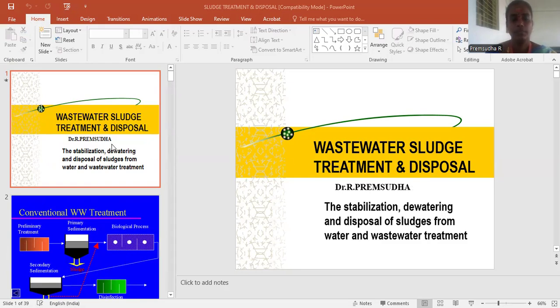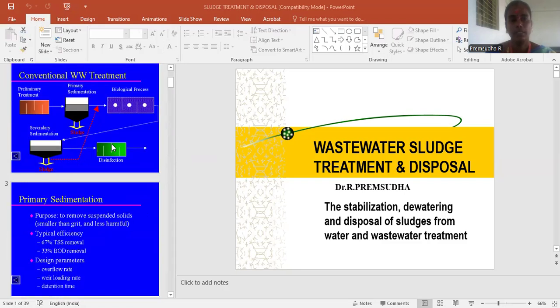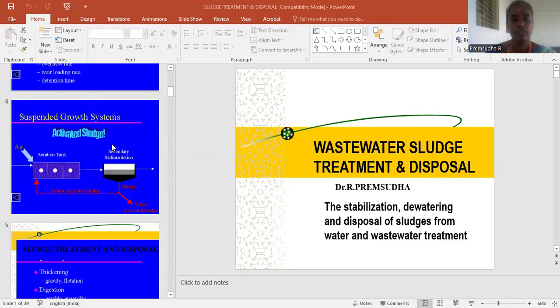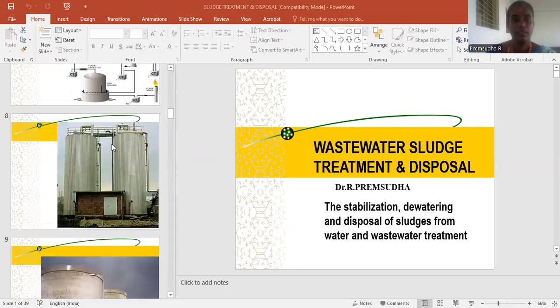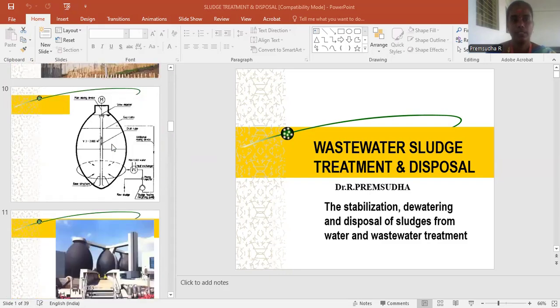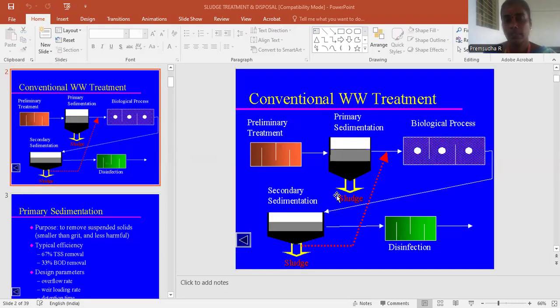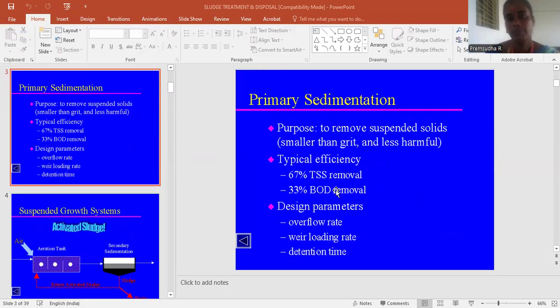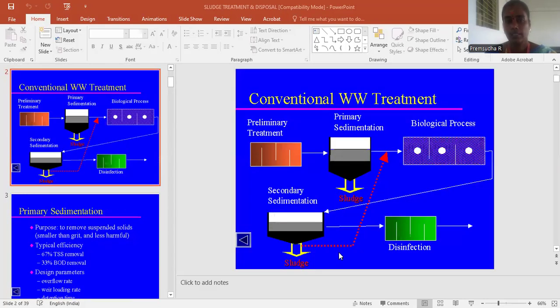So, what are all the wastewater treatment units? What are the types of wastewater treatment? Then, sludge treatment. What are the types of sludge treatment? How are we going to treat the sludge? After treatment, what are we going to do? Everything we are going to explain here. So the first part we'll see. Here I share the slide. You can see.